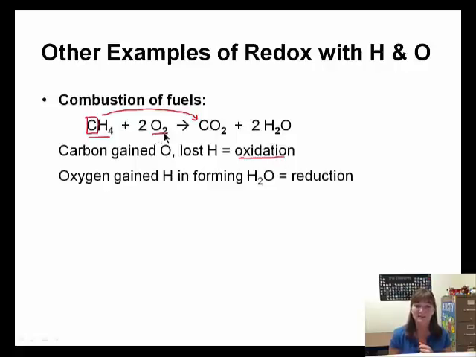If we focus on the oxygen here, it's not going to help us if we go that way, but if we go here, we can see that it gained hydrogen. So since the oxygen gained hydrogen, we're going to say it was reduced.